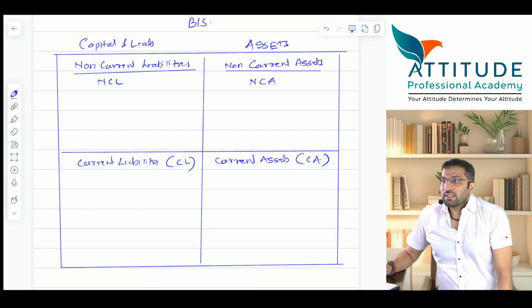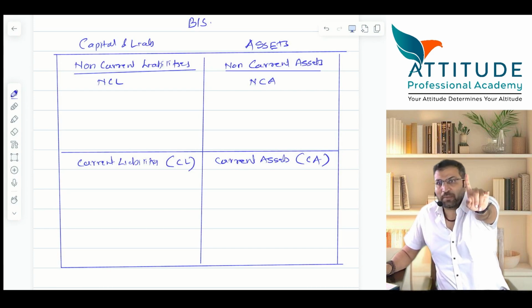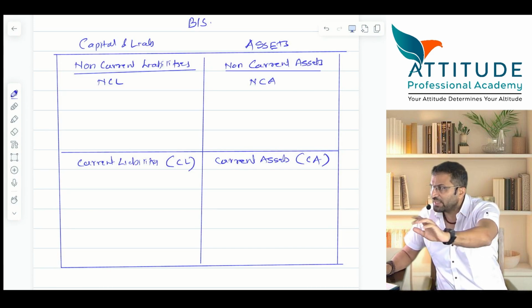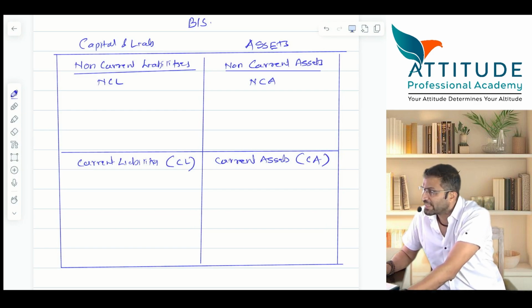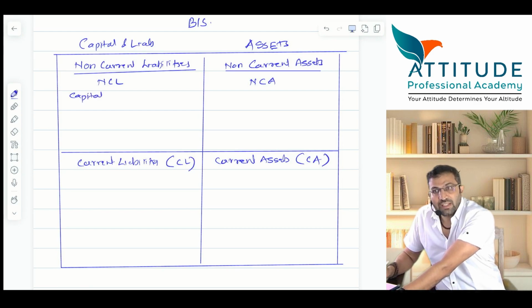Now all of you have a look at it. Everything hits your balance sheet. I have already told you all the nominal accounts will get transferred to a balance sheet only. Net profit will be hitting your capital account. Correct. So non-current liabilities में क्या क्या आता है? Capital. Yes or no? Correct.